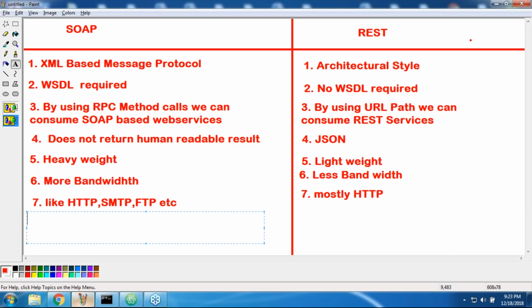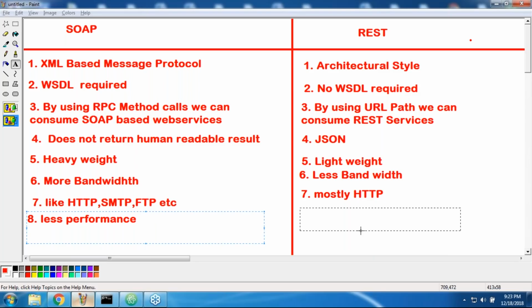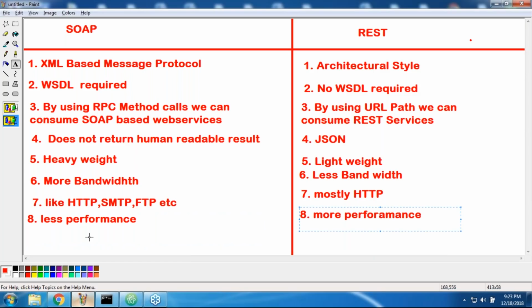Now, performance is more or performance is less? Okay, respond. More performance or less performance? Less performance, right? But in reverse, for high performance, we can expect more performance, right? Okay, more performance. Next, security wise, yes, more secure, but here less secure, that's all.